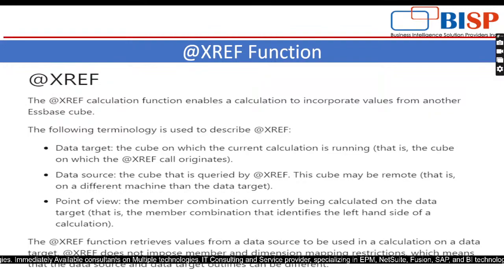This cube may be remote, that is on a different machine than the data target. Then we have the point of view, the member combination currently being calculated on the data target, that is the member combination that identifies the left hand side of the calculation. Then the @XREF function retrieves values from a data source to be used in a calculation on a data target. It does not impose members and dimension mapping restrictions, which means that the data source and data target outlines can be different.